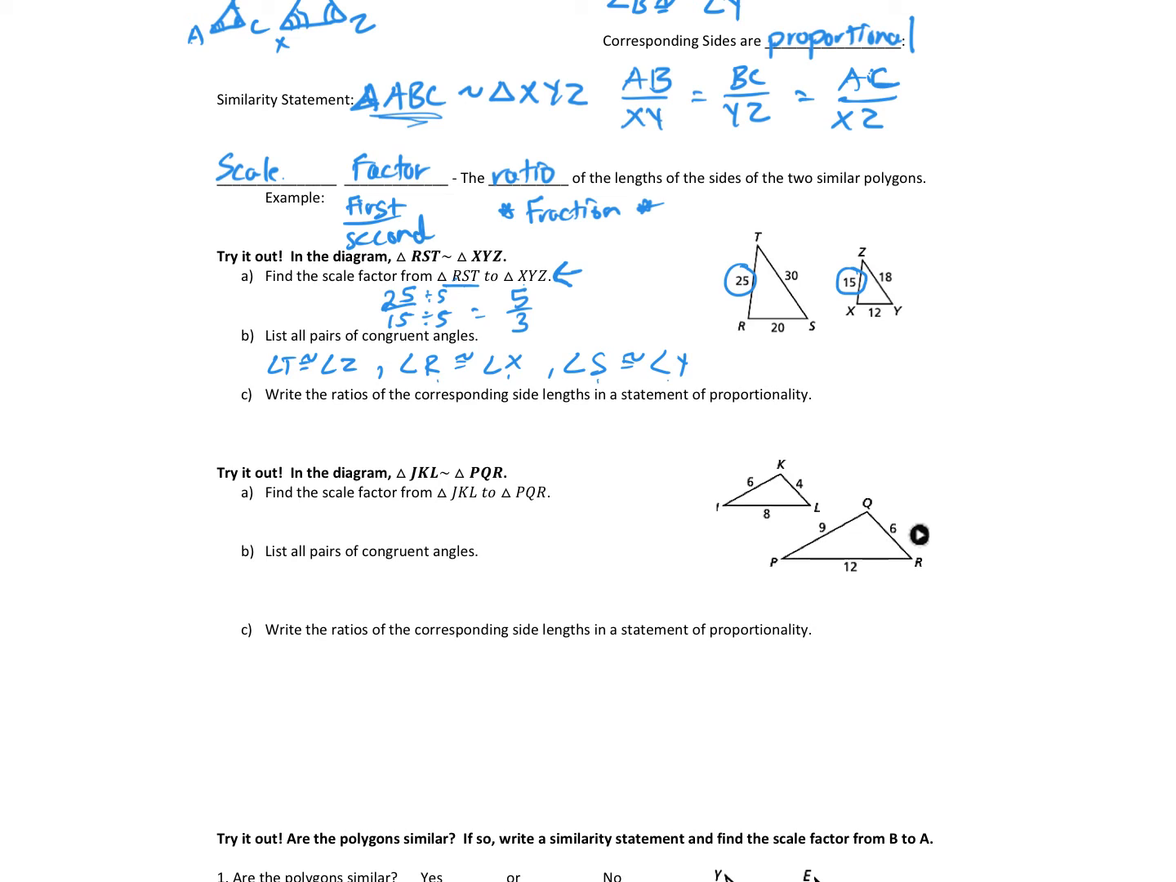C, write the ratios of the corresponding side lengths in the statement of proportionality. So whatever we name first will be first, and this will be second. So here, TR over ZX, so those two corresponding sides must equal TS over ZY, which must also be equal to RS over XY.